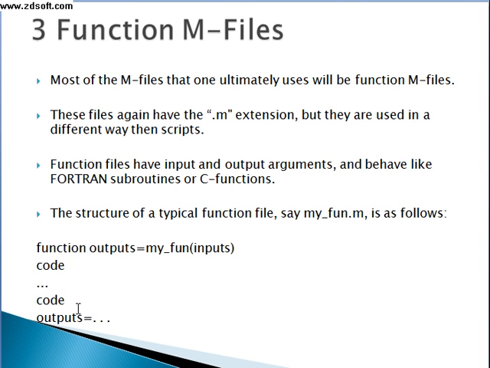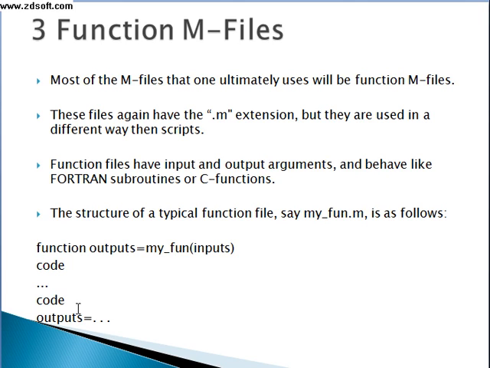Now coming towards the third method, that is function M files. Most of the M files that one ultimately uses will be this only, that is function M files. These files again have the .m extension, similar to the script M files, but they are used in a different way than script ones. Function files have input and output arguments, and behave like Fortran subroutines or C functions as well.